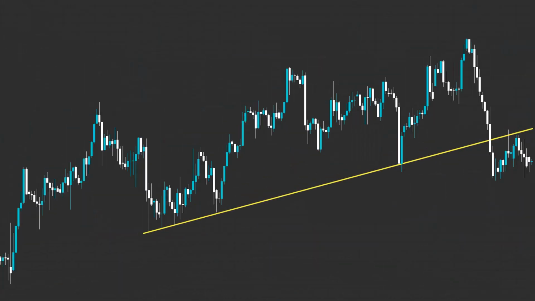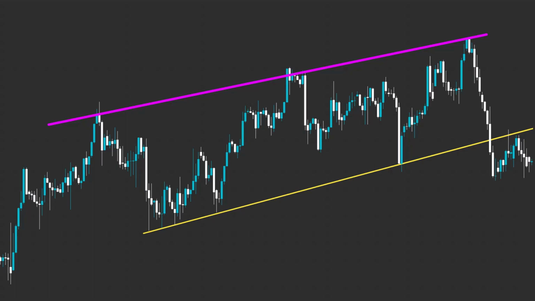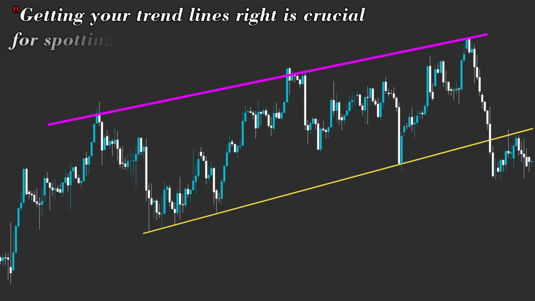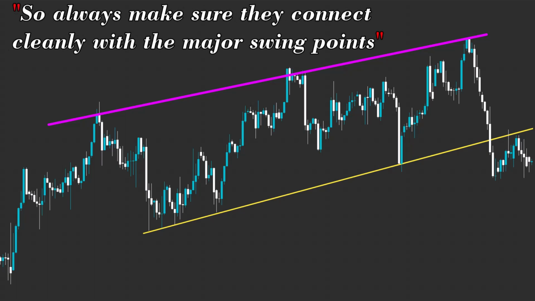Let's take a look at the price action on top, and we can spot multiple major swing points here. So let's try drawing a trend line. We draw it like this. Notice something off. Some swing points are overlapping the trend line. That means this isn't the best way to draw it. But if we adjust it like this, now the swing points align properly with the trend line. This is the correct way to do it. Getting your trend lines right is crucial for spotting high probability trade setups. So always make sure they connect cleanly with the major swing points.